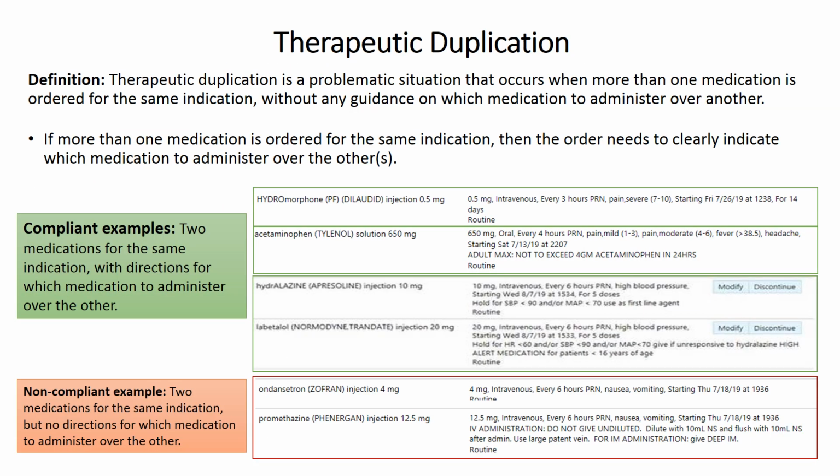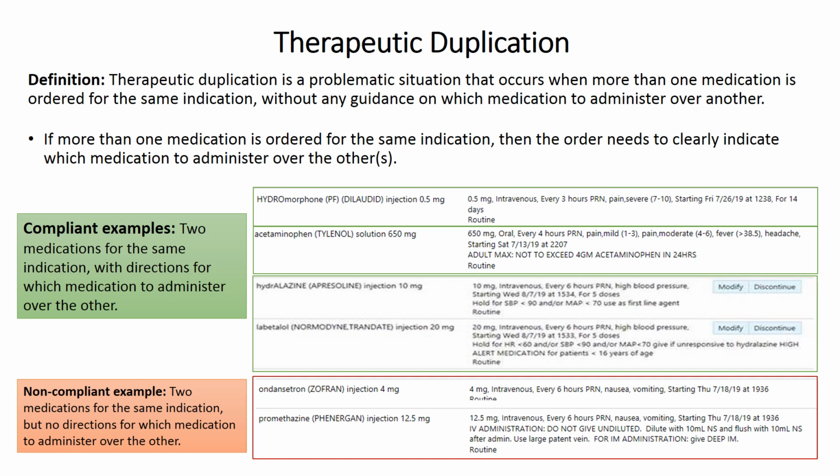Okay, so therapeutic duplication is a problematic situation that occurs when more than one medication is ordered for the same indication without any guidance on which medication to administer over another. If more than one medication is ordered for the same indication, then the order needs to clearly indicate which med to administer over the other.